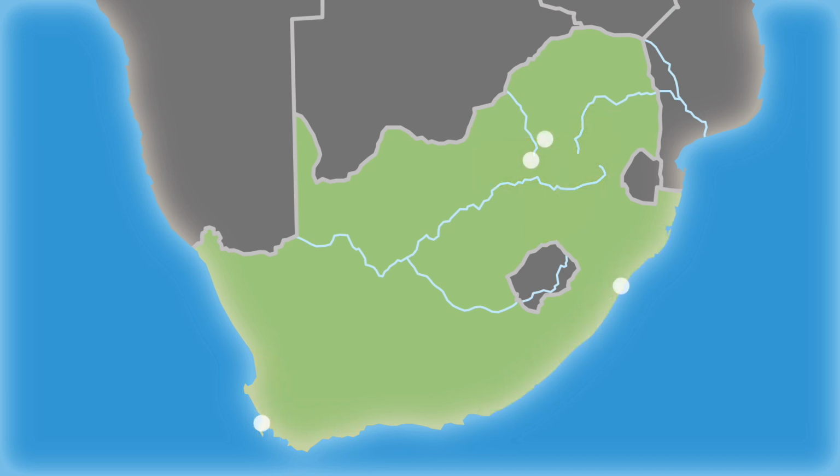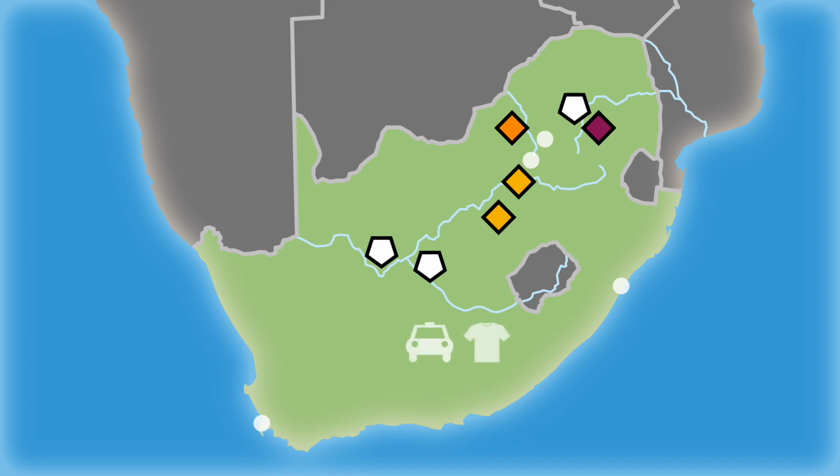The country is rich in natural resources, the export of which is an important source of income. The most important resources include chrome, platinum, gold, and diamonds. In the manufacturing industry, the most important products are motor vehicles and textiles. The most important industrial location is the Johannesburg conurbation.